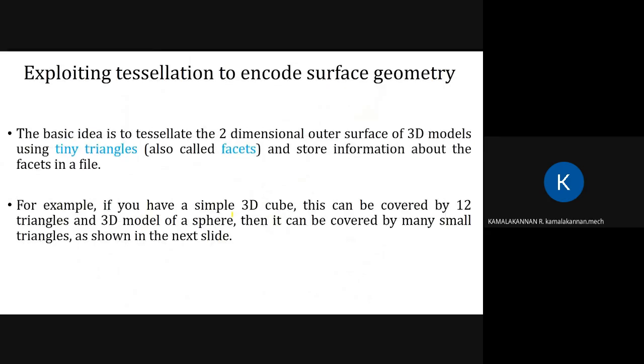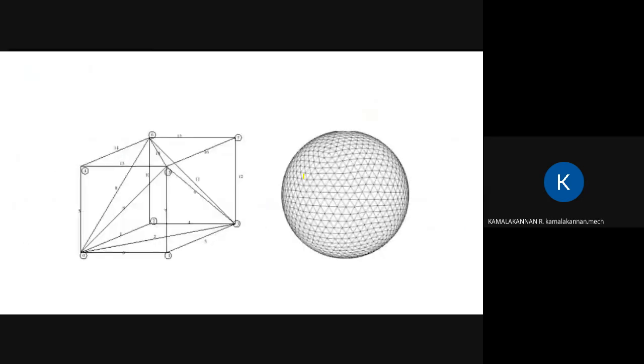So the basic idea is to tessellate the 2-dimensional outer surface of a 3D model using tiny triangles, as I told you earlier, and we can store information. See how a solid is converted into, or tessellated as, many triangles.